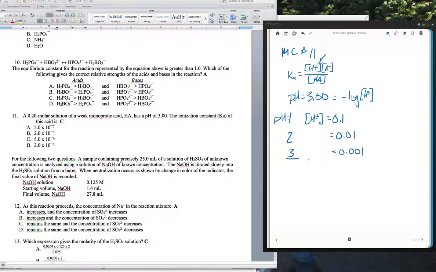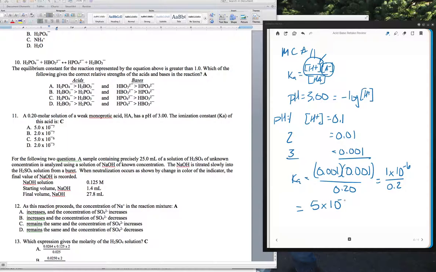So we have a pH of 3. And remember that when this dissociates, it dissociates equally between the H plus and the A minus. So now we have a Ka that's equal to 0.001 times 0.001, all divided by the molarity, which was 0.20. So that's equal to 1 times 10 to the negative 6th divided by 0.2. And 1 divided by 0.2 is really equal to 5 times 10 to the negative 6th. So we look at the key, and that answer is yes, it is C. All right, so that's how you would do that one without a calculator.